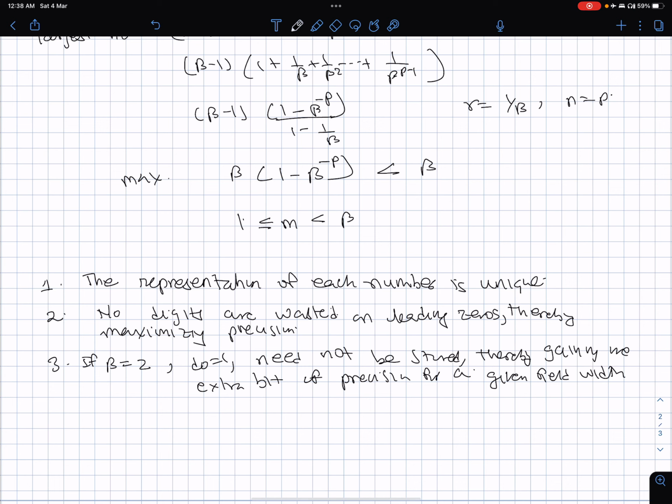This discussion is, of course, from the book that I like a lot, Scientific Computing: An Introductory Survey, by Michael Heath.